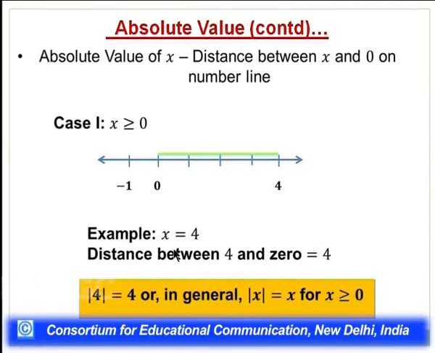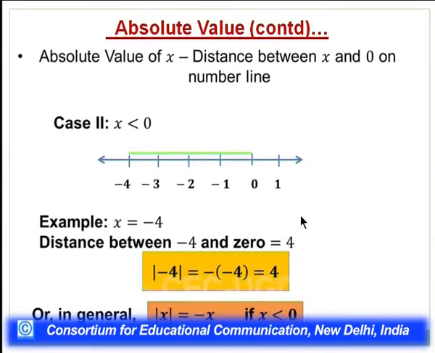In particular, let us assume that x is equal to 4. Then the mod of 4, the absolute value of 4, is the distance between 4 and 0 on this number line that you can see on this slide, and I have marked this distance by this green line here, and you can see that the distance between 4 and 0 is 4 itself. Therefore, the absolute value of 4 is 4 itself, or in general, whenever we take a number which is greater than or equal to 0, the absolute value of x is the number itself.